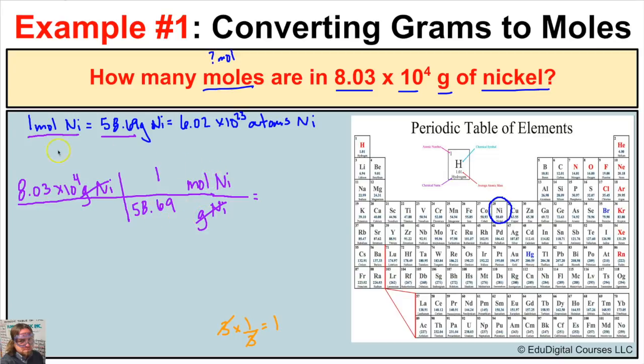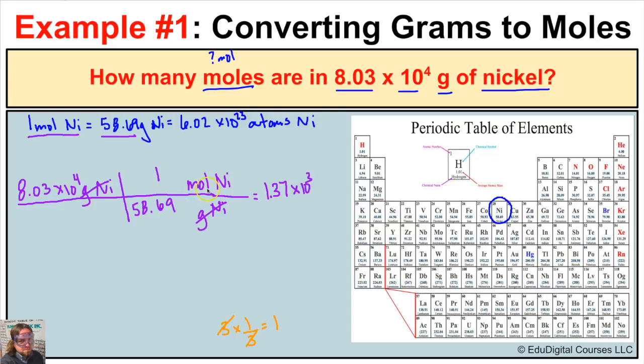So how do we put this in our calculator? We're going to start all the way on the left with this number. We're going to work our way from left to right, and we can ignore values or numbers of 1. We see that 58.69 is in the denominator, so that means we're going to divide. So we'll simply take 8.03 times 10 to the fourth, and we're going to divide by 58.69. Plug that into your calculator as I plug it into my calculator. We're going to end up with 1.37 times 10 to the third.